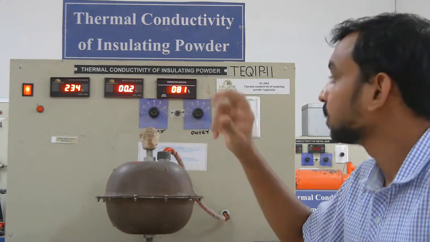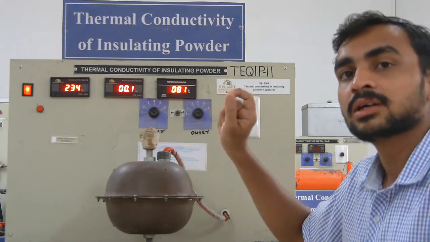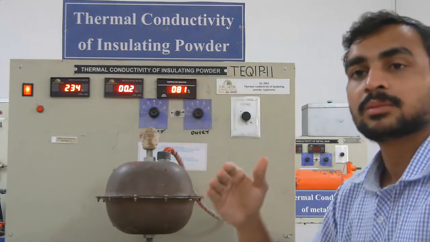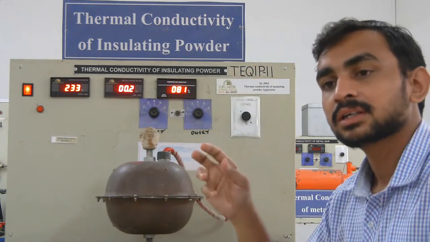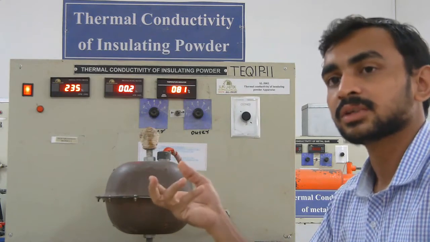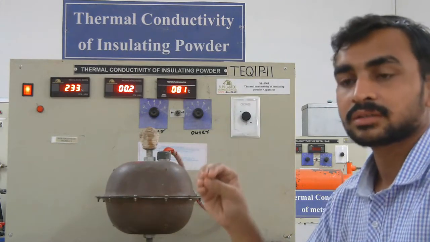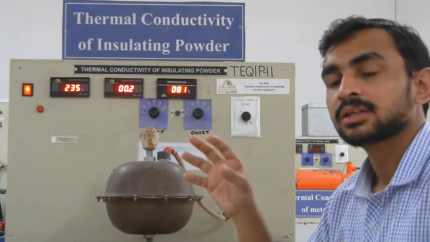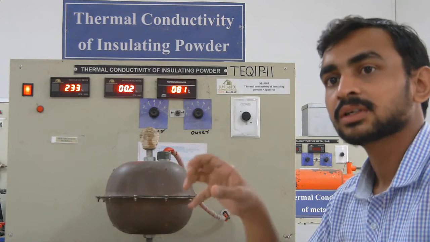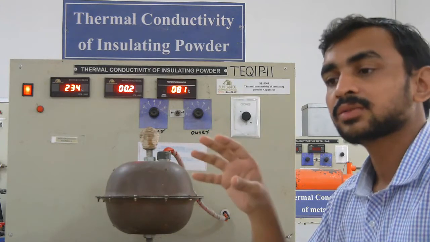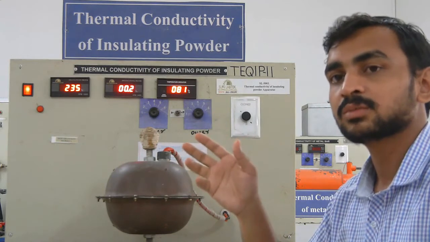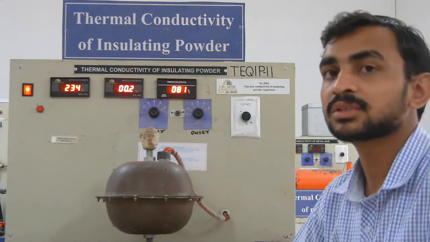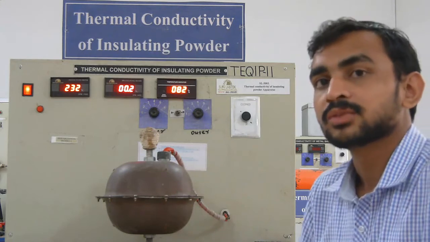The nichrome heater is placed inside the inner sphere. That means there is a heater at the center, then the inner sphere, then the outer sphere. The inner sphere has six thermocouples at its surface, and similarly six thermocouples at the outer sphere.